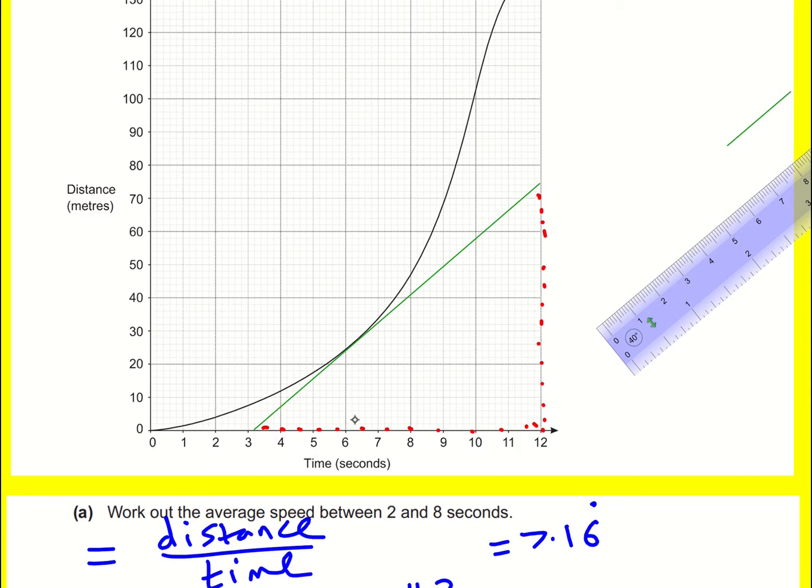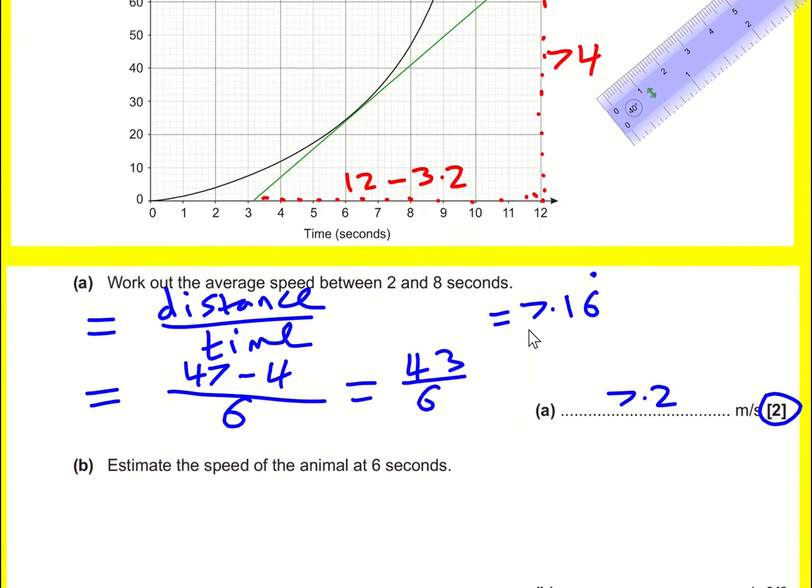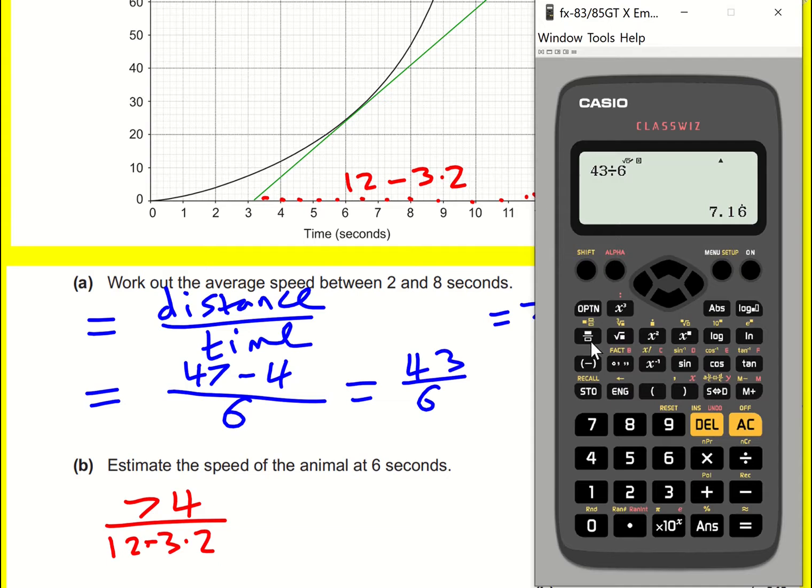So I'm actually going from 3.2 to 12 seconds. And then my speed is, that looks like 74 minus 0, in fact. So just 74. So my estimate is therefore going to be 74 divided by 12 minus 3.2. 8.409.